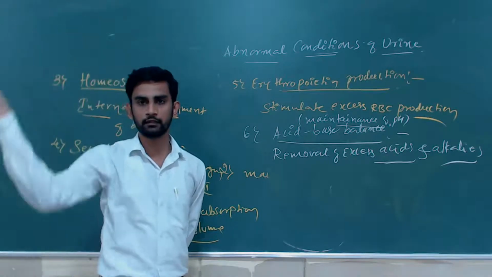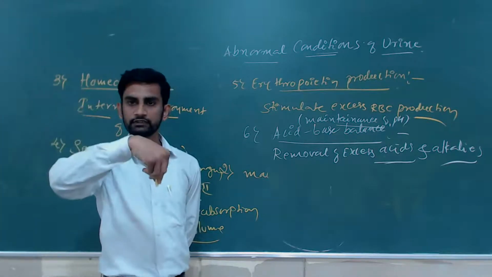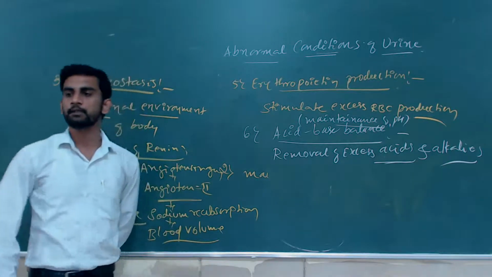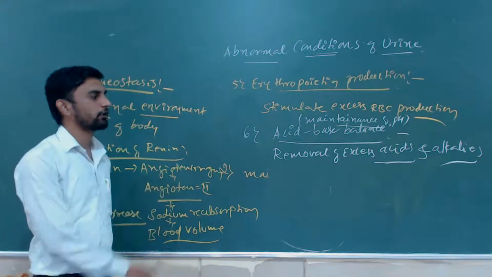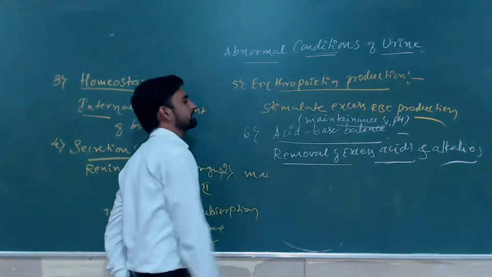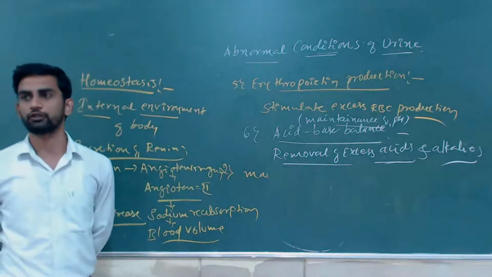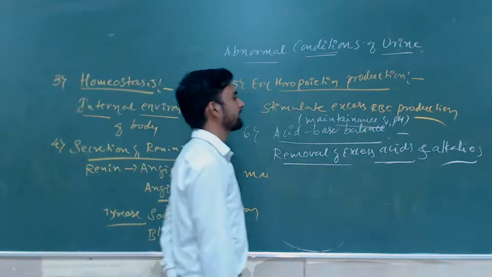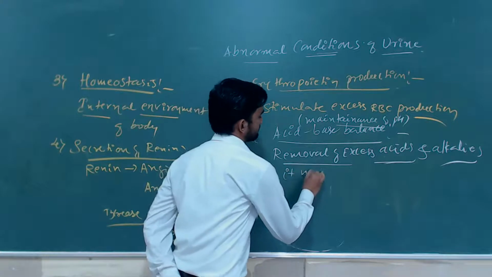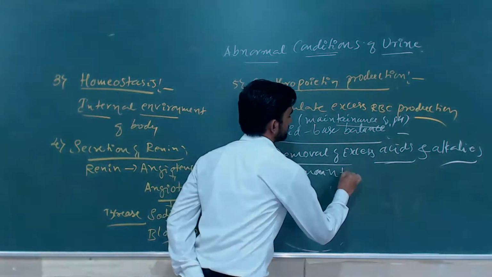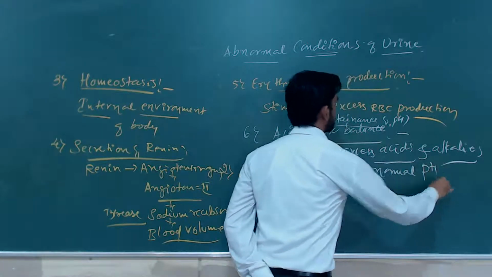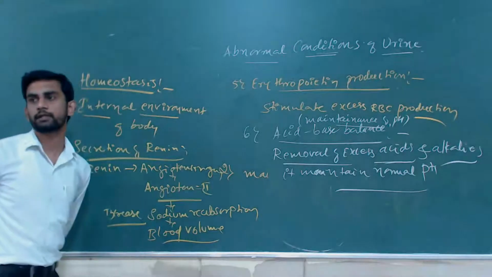The arrow marker coming in shows the nephric filtrate. The opposite arrow marker towards the kidney tubule means HCO3 minus will also come if it is in excess, or acids will also come, like hydrogen ions. By the selective secretion method, they will maintain the acid-base balance, or they will maintain the normal pH. Removal of excess acids and alkalis, thereby it maintains normal pH. Right?